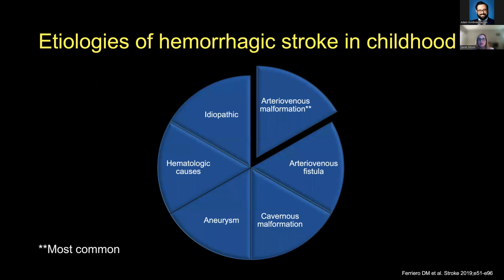Let's now look at the second major subtype of pediatric stroke, hemorrhagic stroke. Three-quarters of these cases occur due to an underlying structural lesion, such as aneurysm, arteriovenous malformation, arteriovenous fistula, or cavernous malformation. Hemorrhagic stroke may also occur due to an acquired or inherited hematologic cause. All this said, if a child presents with an intraparenchymal hematoma in the absence of trauma, this represents an arteriovenous malformation until proven otherwise, which is the most common etiology of hemorrhagic stroke in children.